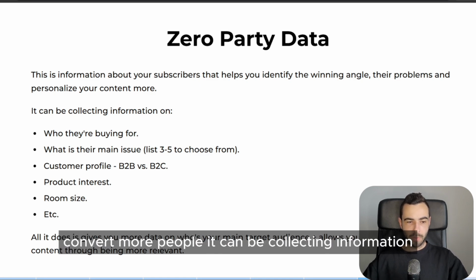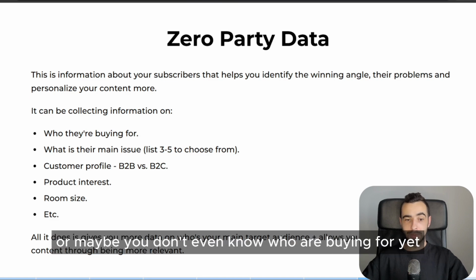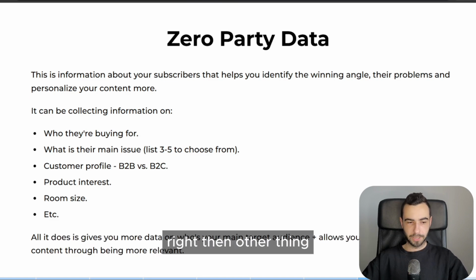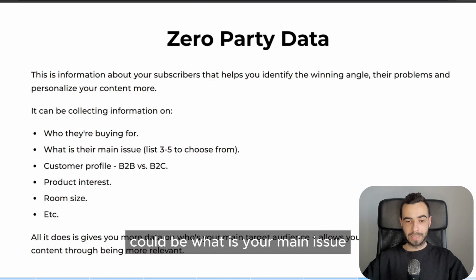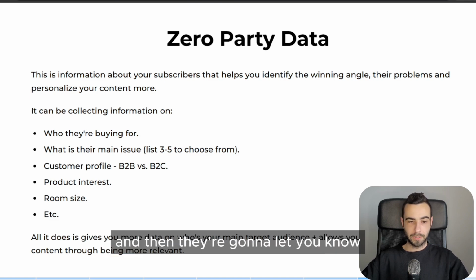It can be collecting information on who they are buying for. So are you buying for yourself? Are you buying for your kid? Are you buying for a gift? Or maybe you don't even know who you are buying for yet, right? Then another thing could be what is your main issue. So you could just list 3 to 5 problems for people to choose from, and then they're going to let you know.